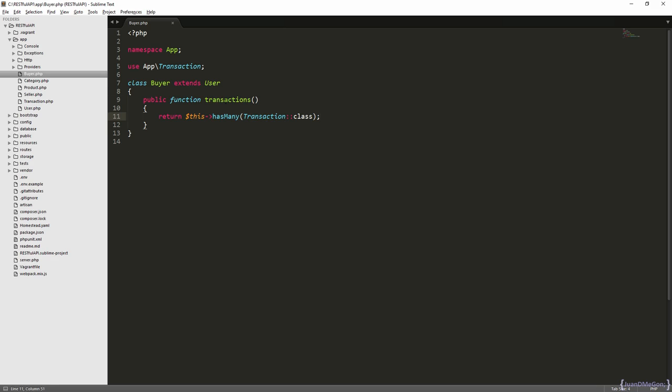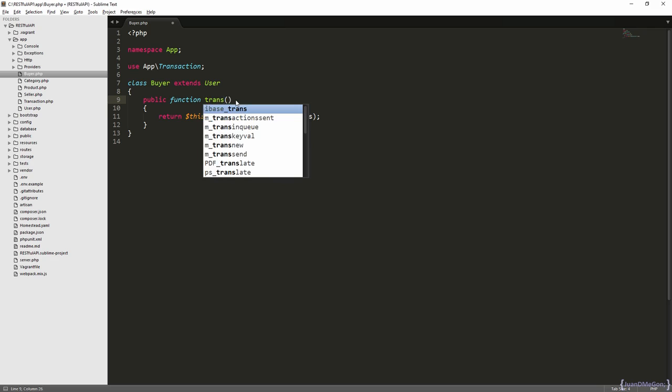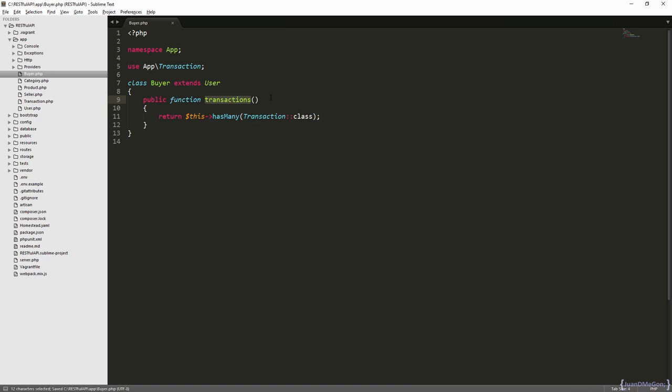And now what we have here. So we have a function called transactions. Basically, the name of the function is going to be the name of the relationship. You can use whatever you want here, something like trans or similar, but I really recommend you to be very consistent between the name of the models and the relationships. So if a buyer has several transactions, the name of the function, it means the name of the relationship, is going to be transactions. This is returning a has many relation, meaning that a buyer has many transactions.